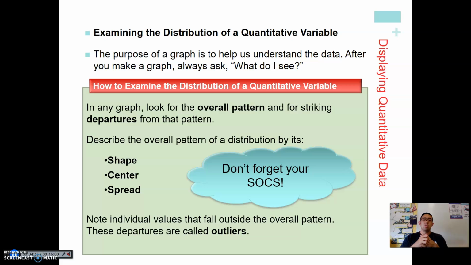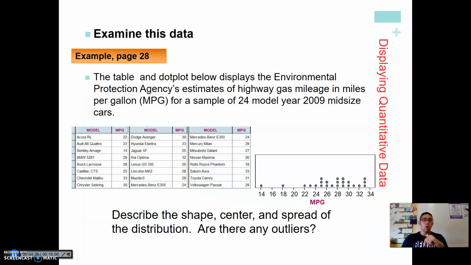S-O-C-S. Socks. This is probably one of the most important acronyms of this chapter, because you're going to be given distributions that you need to describe. How do I do this? Well, if I look at this dot plot right here, we were talking about this data the other day, about the cars and the miles per gallon that they get. This 14 is the Bentley, this 18 is the Rolls Royce. And how would I describe this data?